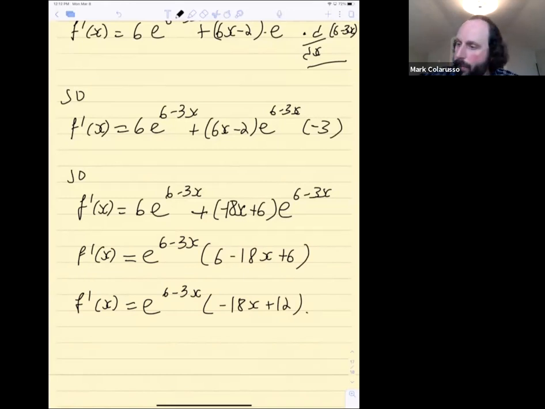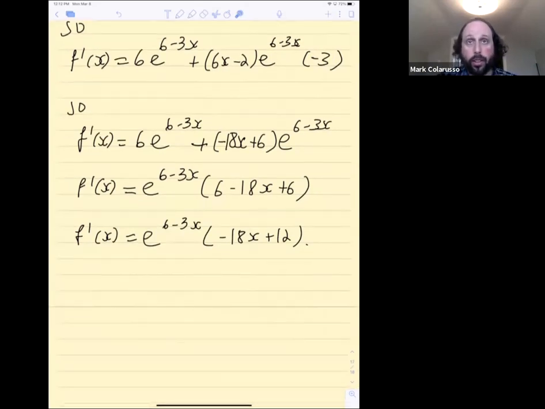Now, let me just make sure this is clear. So this is a minus 18 here, right? I took a minus 3 and I multiplied it inside here. So I get minus 3 times 6 is minus 18, and then minus 3 times minus 2 is positive 6. Now, what I did here is I factored this exponential out of both terms. Now, the reason I did this, not just because it looks nice, is because it makes it much easier to solve the equation f prime at x equals 0. Okay, so that's what we need to do now.